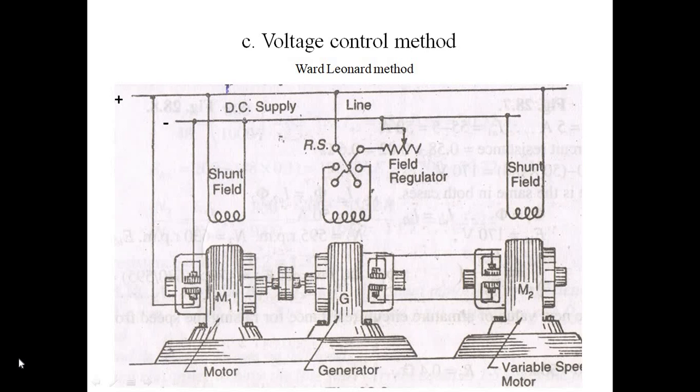Then N is proportional to V divided by phi. Here the voltage is varied and the speed also varies. This method is called the Ward Leonard method.